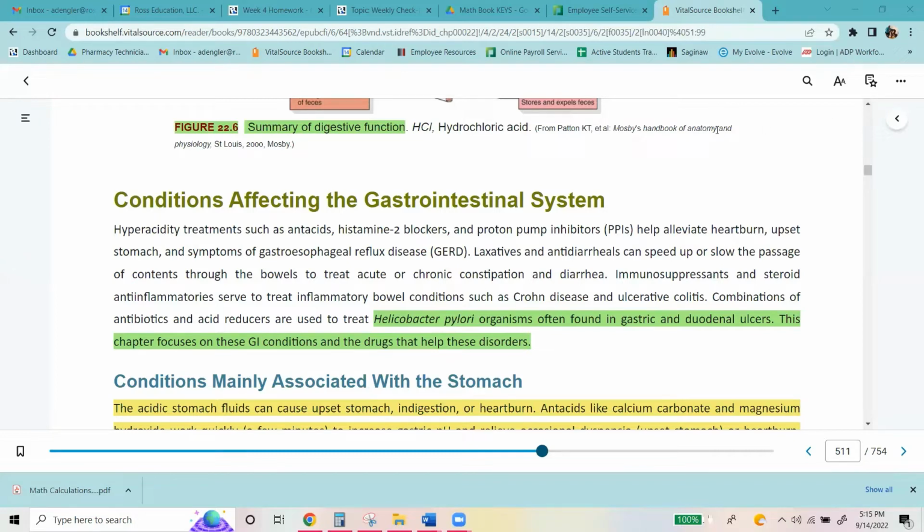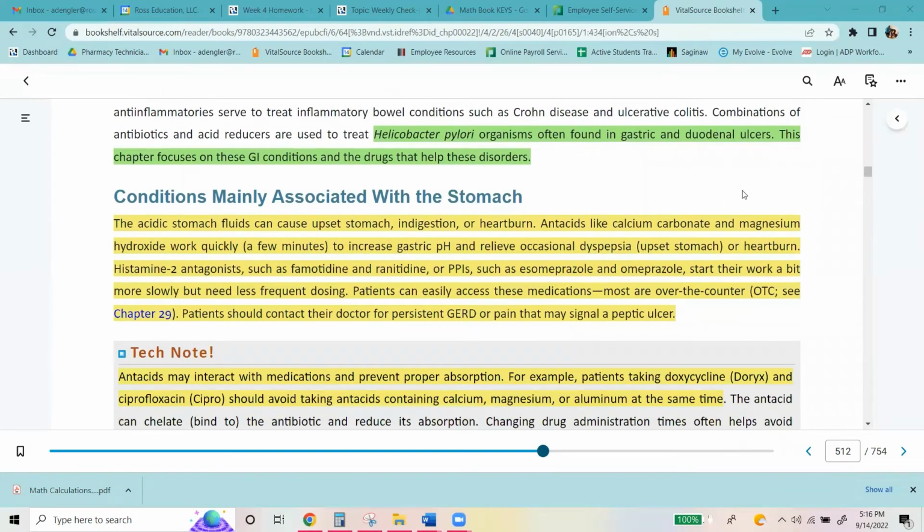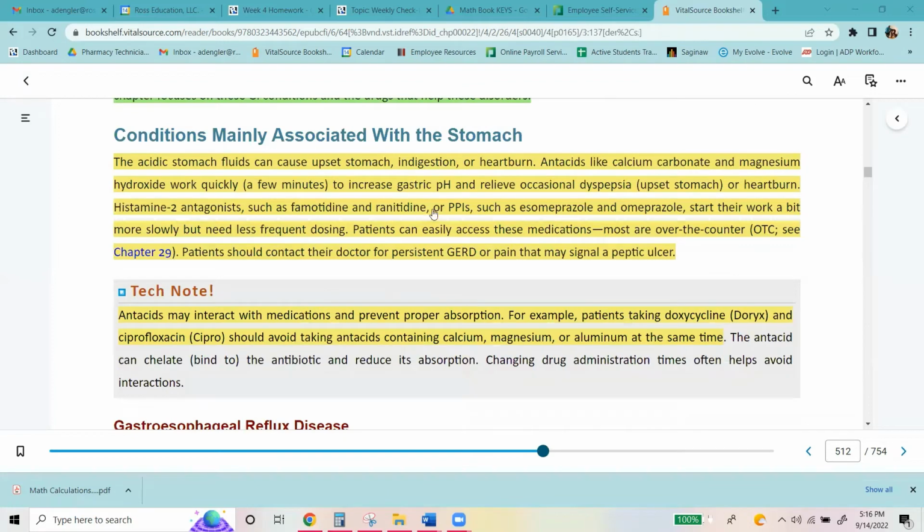gastric and duodenal ulcers. The stomach acid fluids can cause stomach upset, indigestion, or heartburn, and antacids like calcium carbonate and magnesium hydroxide work quickly to increase gastric pH and relieve occasional stomach upset or heartburn. Histamine 2 antagonists such as famotidine and ranitidine, which ranitidine has been removed from the market now, or PPIs such as esomeprazole and omeprazole start their work a bit more slowly but need less frequent dosing. Patients can easily access these medications.